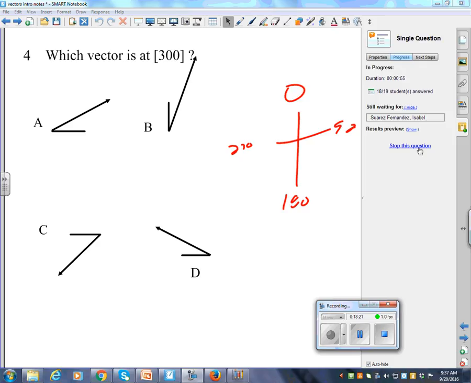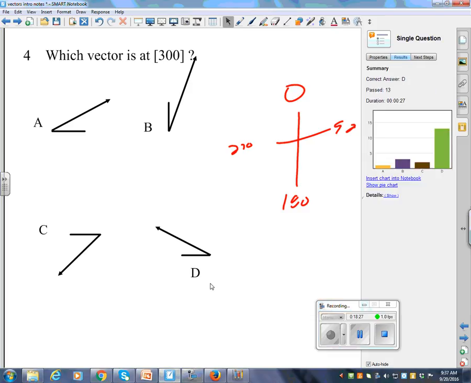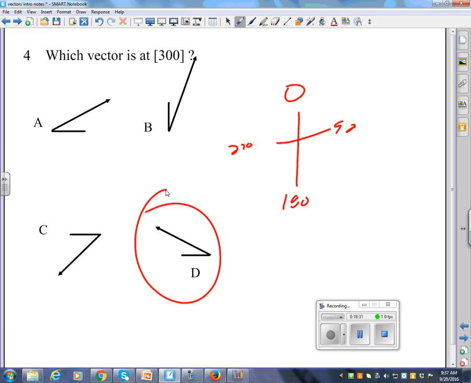Yeah? Isabel, did you hit enter? Still thinking? Okay. Correct answer? Yeah, D. Right? Because there's 270, so it's going to be past that, right? It's going to be how far past 270? 30 degrees. Okay?